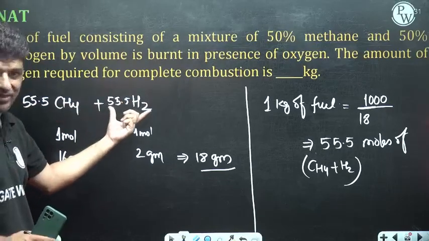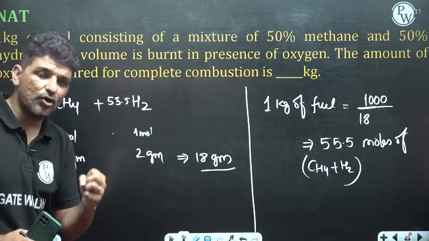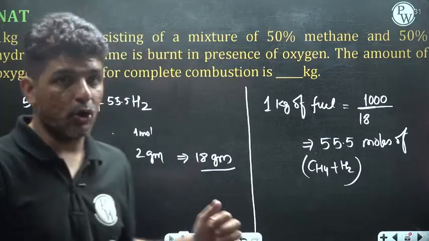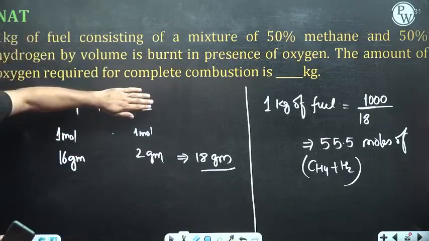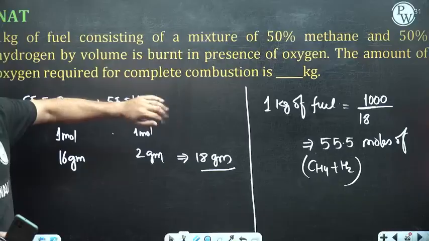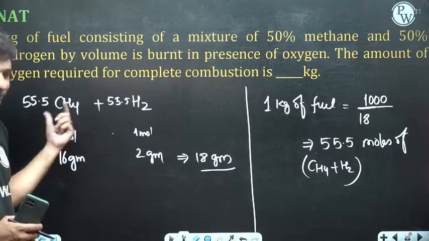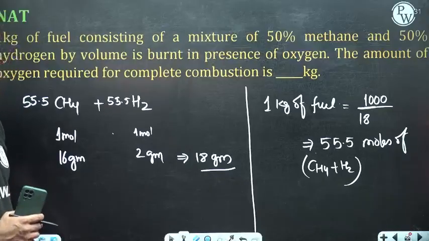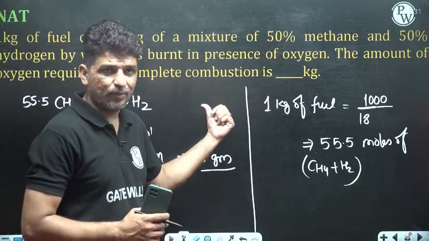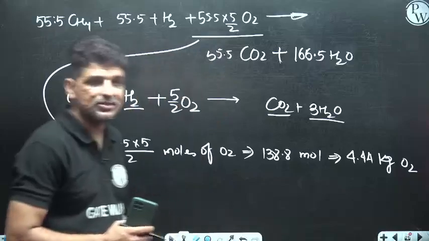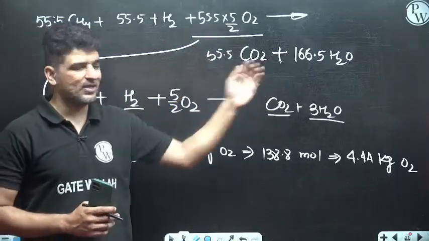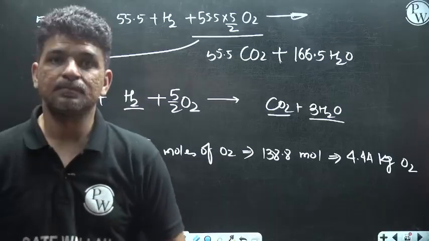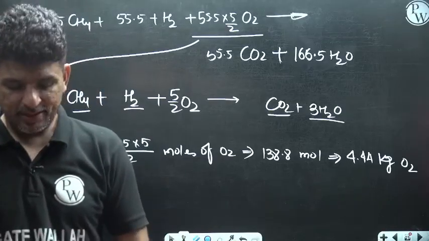In that 1 kg, you see, by volume 55, by volume 55. That means these are the volumes. Equal number of moles occupy equal volume. So this is 55 moles, this is again 55 moles. That means 50% of the moles, 50% of the moles. Okay, 50%, 50% moles and your volume. Is it clear? But mass is different. So you have to balance on the moles. Once you have balanced on the moles, the equation would look something like this. Equation always has to be balanced on the number of moles. Is it clear?